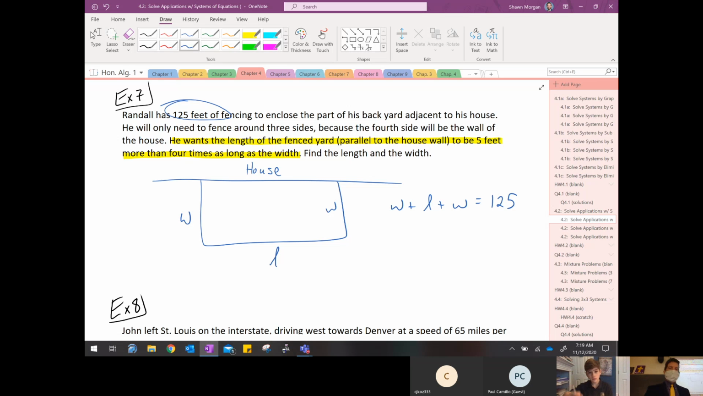I'm going to ask you guys to help me come up with the second equation. Tiago, what do you think? It's highlighted in yellow. What do I do? So he wants the length to be 5 feet more than 4 times the width. Okay? 4 times as long as it is wide.